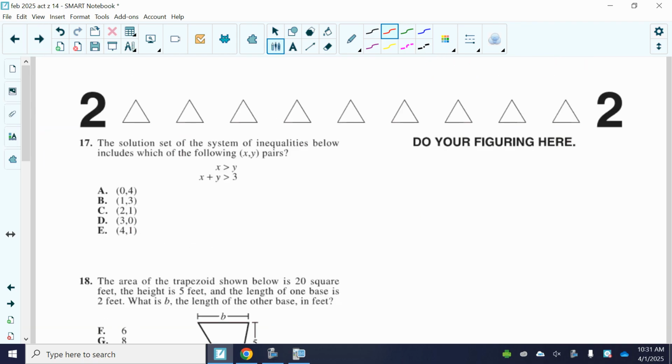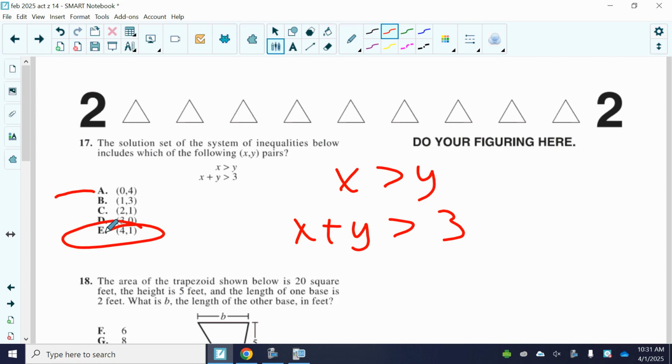I'm rolling. This one, x has to be bigger than y, and x plus y has to be greater than 3. So run through them and tell me. (0, 4) is true, but false for the first statement. The only one that's going to work is E. The x is bigger than the y, and the sum of them is greater than 3.